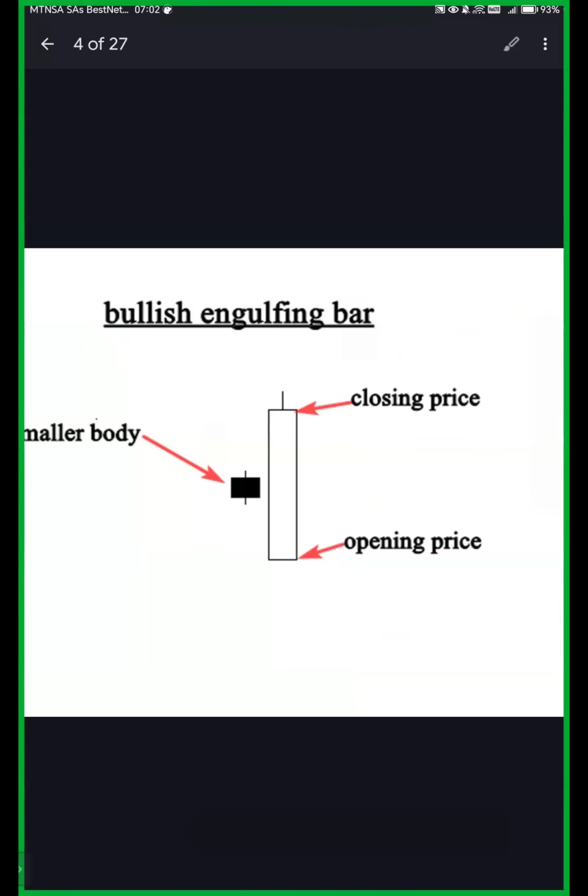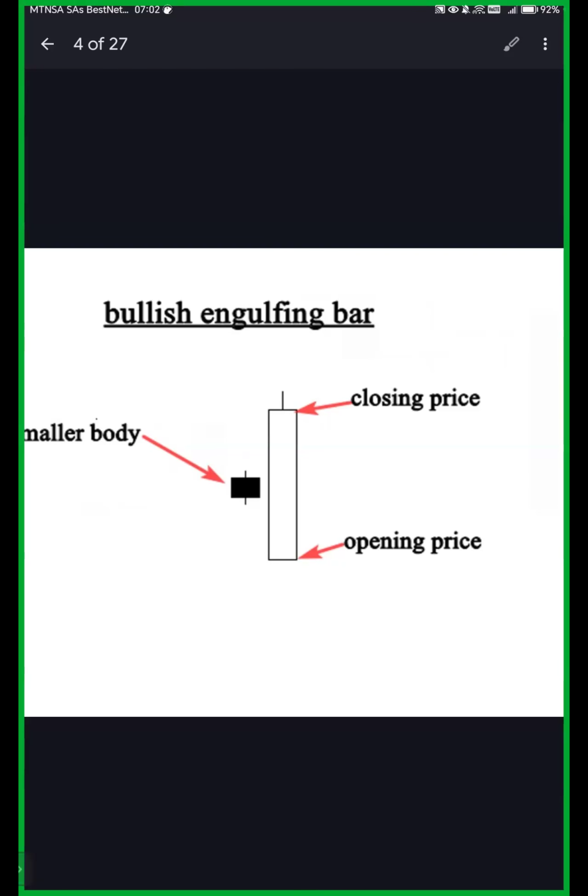We are predicting, looking at what the market is displaying in terms of the previous trend. So these are the two engulfing bars, the bullish and the bearish. Okay, now let's go to another market reversal signal.